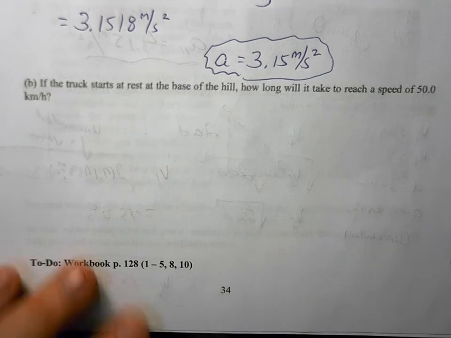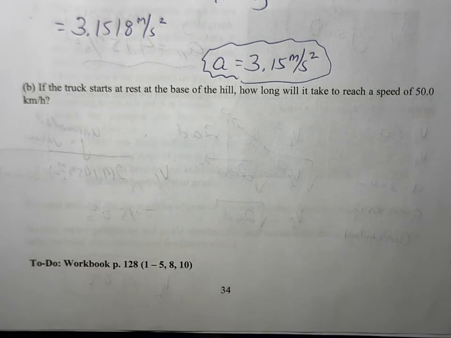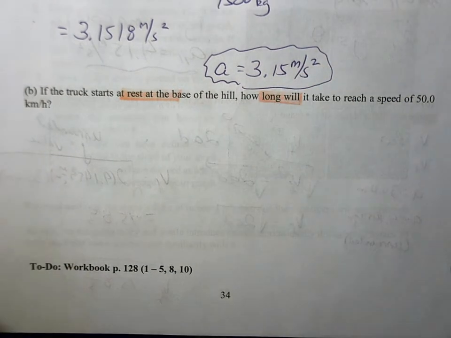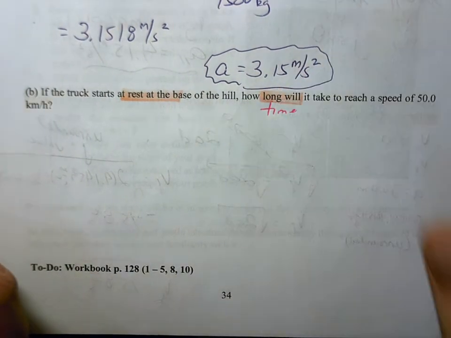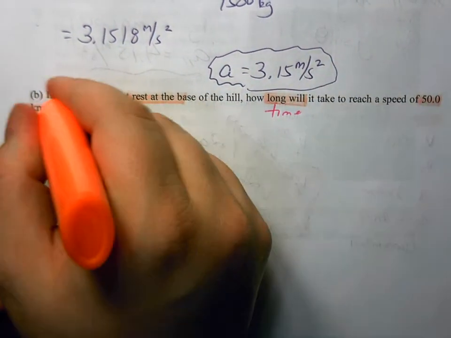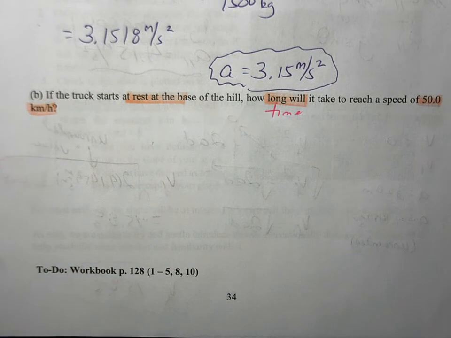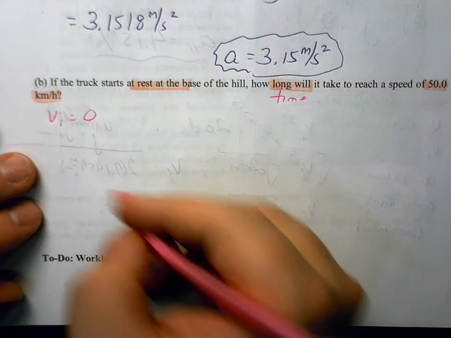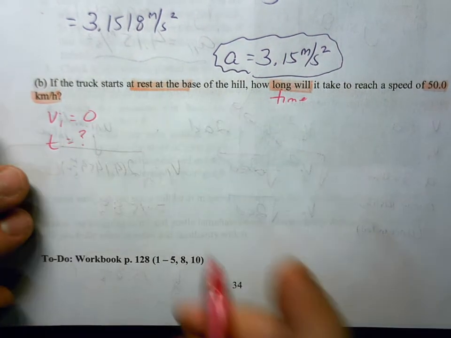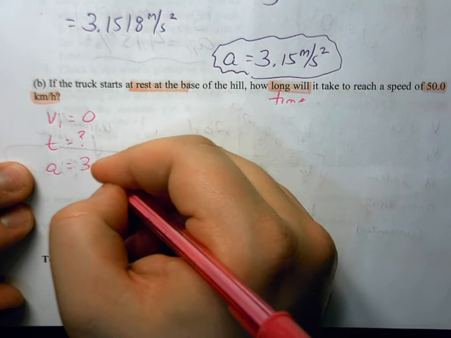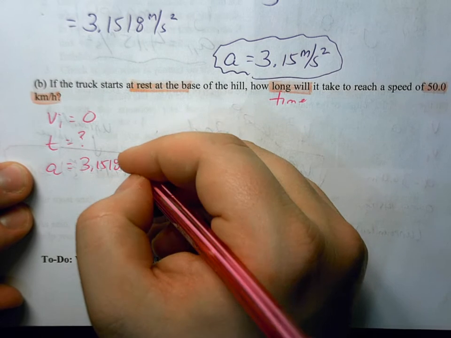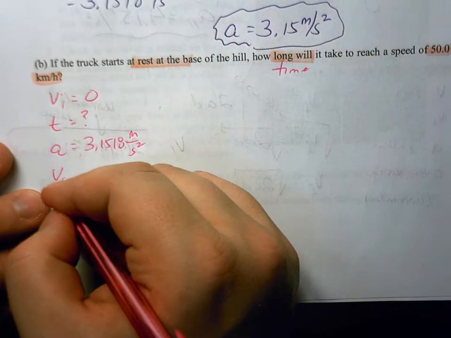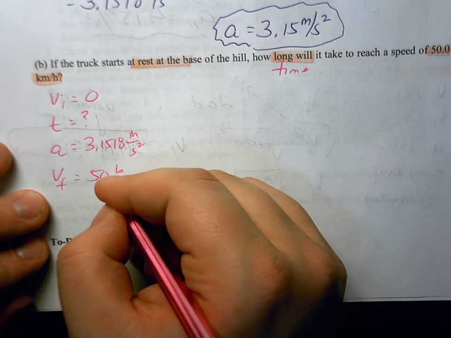Now, part B. The truck is going to start at rest from the base of the hill. We want to determine how long, or the time, it's going to take to reach a speed of 50 kilometers per hour. So we know a few things. It starts from rest, so we know VI is 0. We are interested in the time. We know the acceleration, my unrounded value of 3.1518 meters per second squared. And then we have this final speed of 50 kilometers per hour.